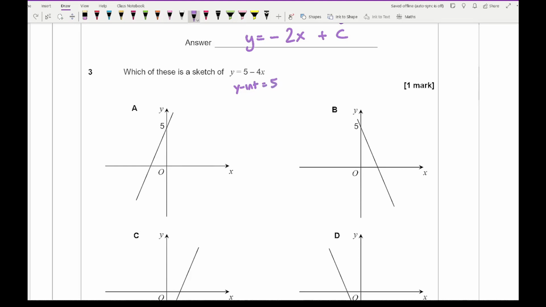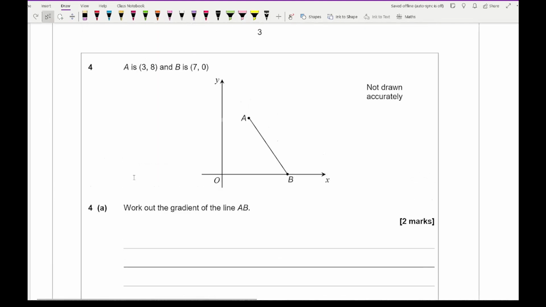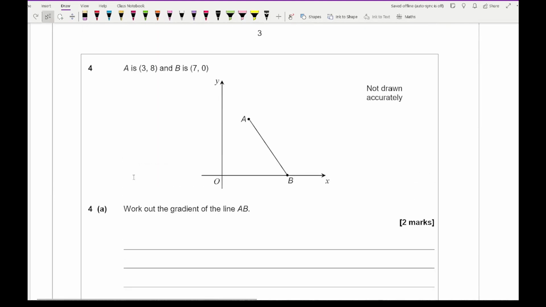And because it's got negative gradient, I'm looking for a line that goes down. So the correct answer is going to be B. Then moving on to question 4, it says A is (3, 8) and B is (7, 0), and it says work out the gradient of the line AB.